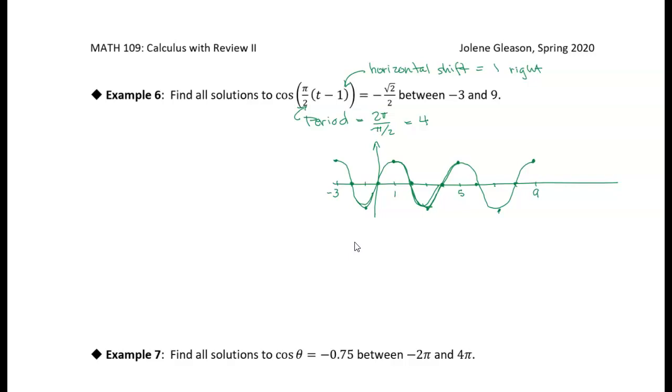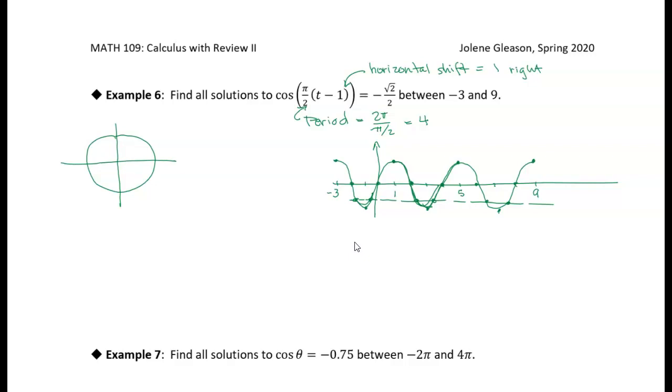And we're trying to find where this function is equal to a negative square root 2 over 2. So let's just draw in a dotted line of where that is. So it looks like we're going to get 6 answers. We're going to get 6 values, okay, between -3 and 9. Now I'm also going to draw a unit circle, right? Because it's square root 2 over 2. That looks familiar, right? So let's figure out the angles where the cosine is negative square root 2 over 2.